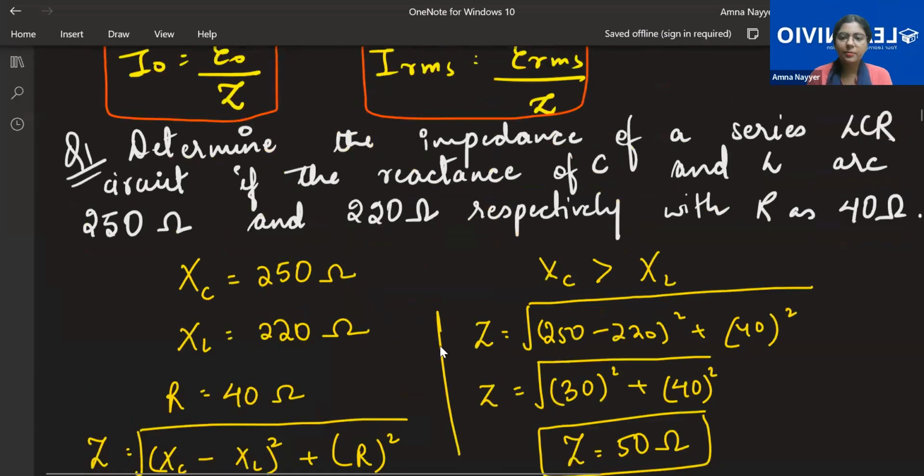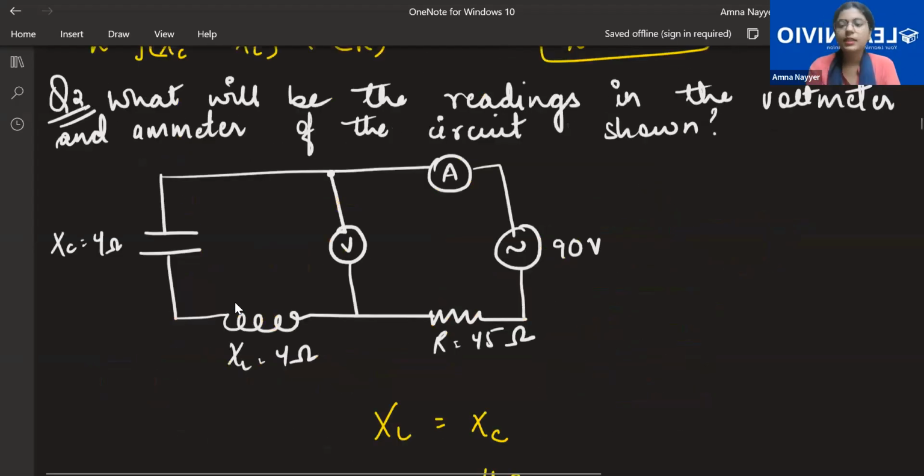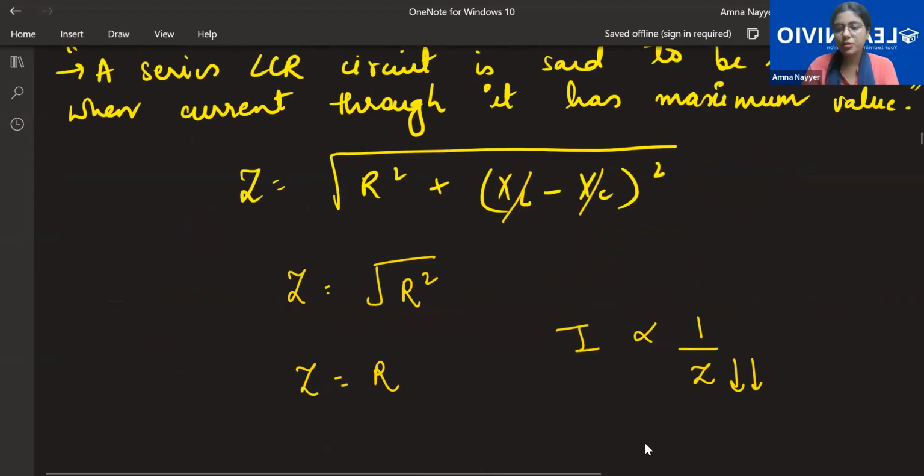It's like if impedance was 50 ohm, now it is coming only 40 ohm. Because even after solving everything, putting the under root, subtracting and all, you are getting a bigger number. But now it is only equal to one of its components, that is resistance. So it will definitely decrease. So when Z decreases, what happens to current? It increases to its maximum value.